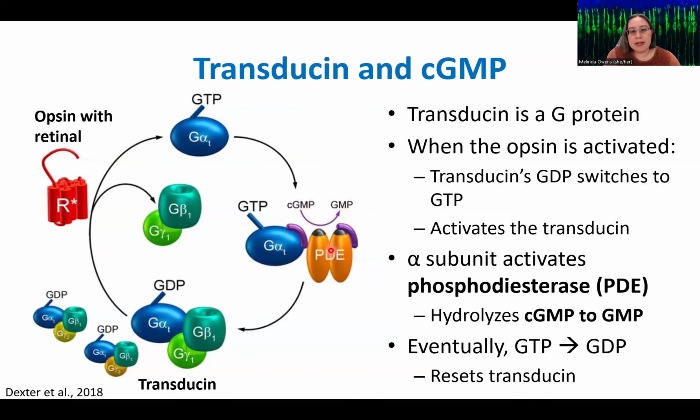Okay. And eventually, how do you end this? Eventually, just like with all G proteins, the GTP is hydrolyzed to GDP, and the transducin is back in its inactivated state, and you stop that signaling. But for now, just know that when you have light, the opsin with the retinal activates transducin, which activates PDE, which lowers the levels of cyclic GMP.